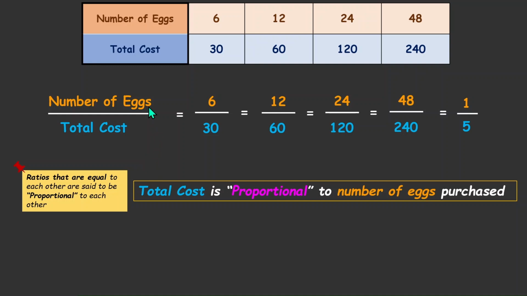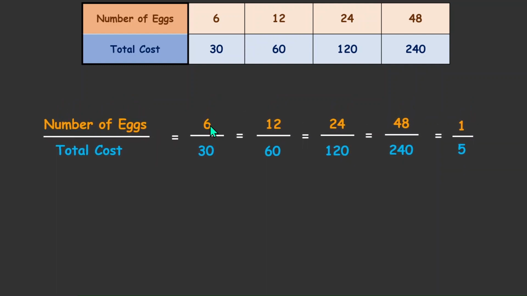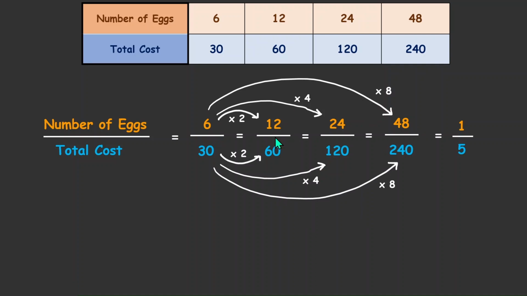Let's take a deep dive into this pattern. If we keep this pattern here, we see that 6 into 2 is 12, and even the cost is doubling because 30 into 2 is 60. Okay, let's take the other one. If 6 into 4 is 24, we can also see that 30 into 4 is 120. Let's see the third one. If 6 into 8 is 48, we also see that 8 into 30 is 240.